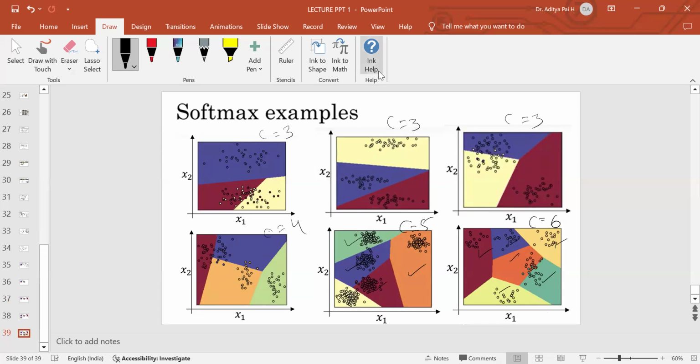So this is about the softmax activation function. Any doubt, we can discuss later.